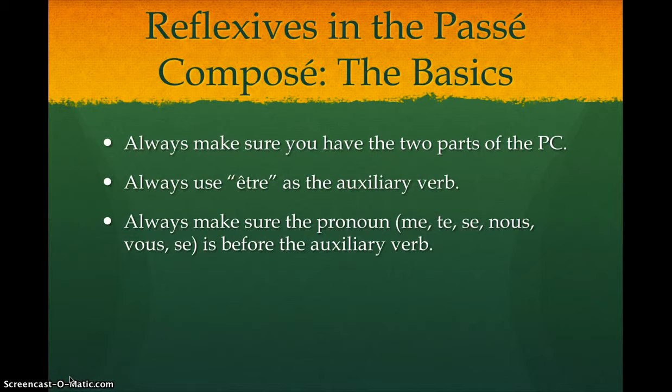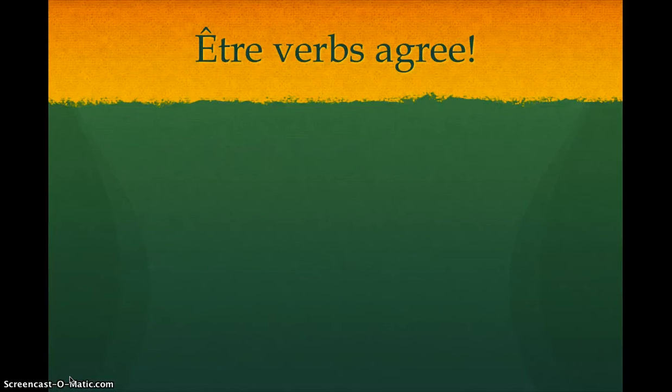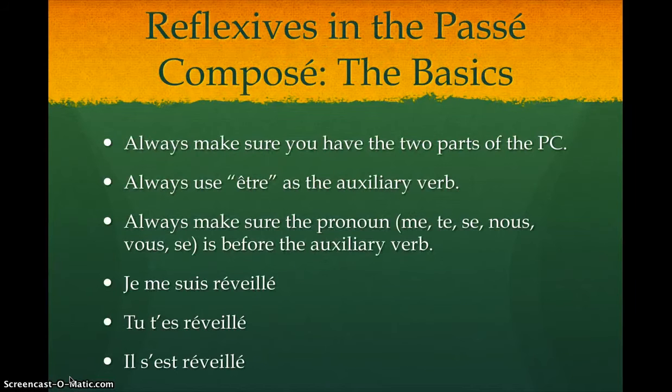All right, when we get to the negatives, you're going to see as long as you keep that pronoun before the verb, you're going to be good. So, for instance, je me suis réveillé, tu t'es réveillé, il s'est réveillé. You'll notice that you have your être verb here, and you have the pronoun in front of the être verb. And here you have the pronoun, the être verb, and of course that E drops off of te like it does with se because there are two vowels together.